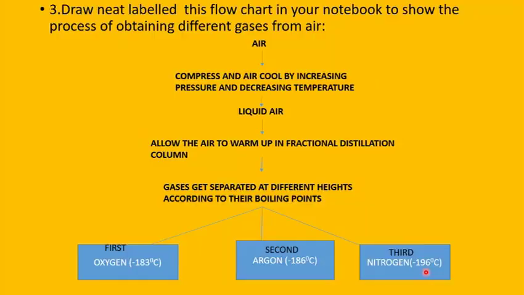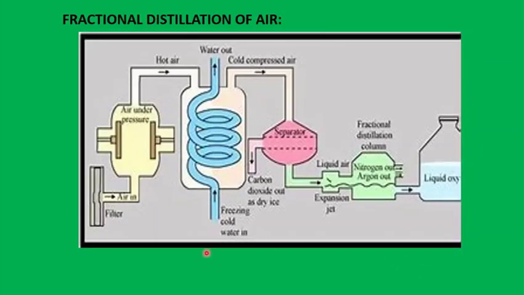So let's see the diagram of this. This is the diagram of fractional distillation of air. You don't have to draw it. So here air is taken in and then it is filtered and compressed under high pressure. This is a compressor. Under high pressure, air is compressed and slowly it is made to heat up, to warm up.